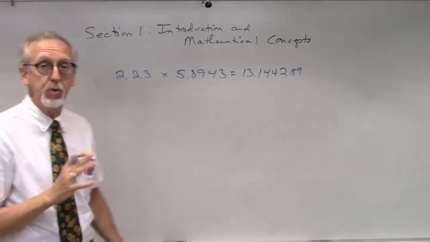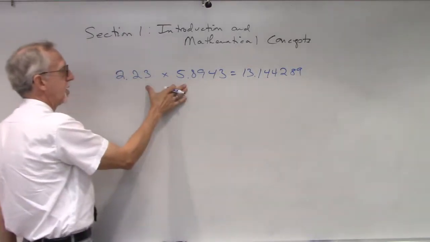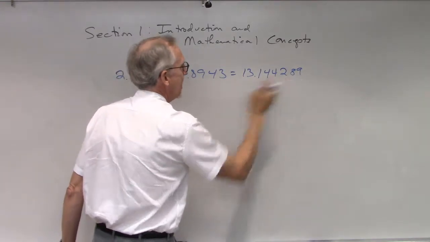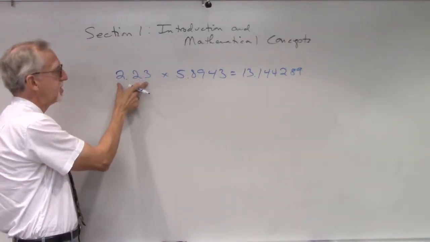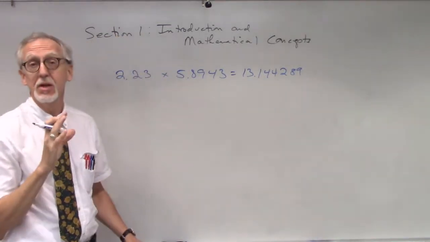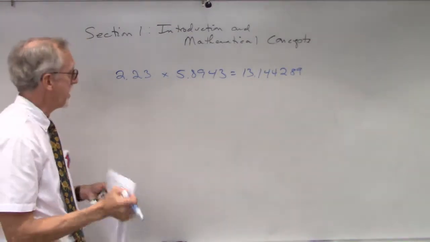Now, is it really appropriate to say that the answer of this product has, let's see, 1, 2, 3, 4, 5, 6, 7, 8 significant figures? Is it really appropriate to say that this number times this number is something that we know to a precision of 8 significant figures? Well, let's think about it.